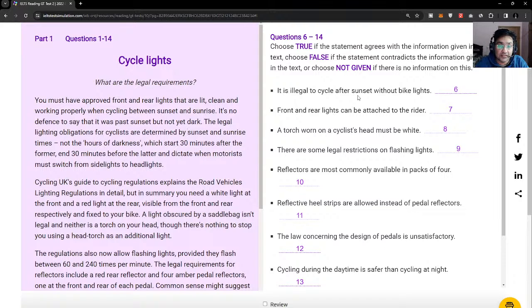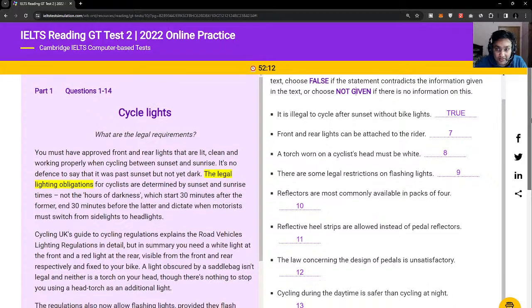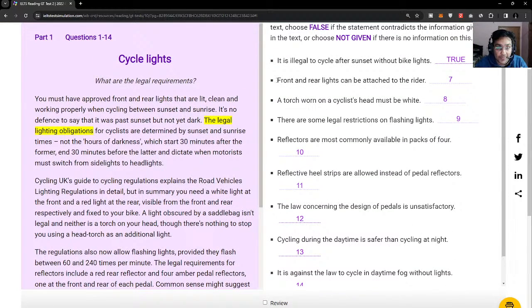It is illegal. The legal lighting obligations highlight, and it is illegal. So what is the answer for this? What is the answer? It is true. All right. Now let's. Front and rear lights can be attached to the rider.